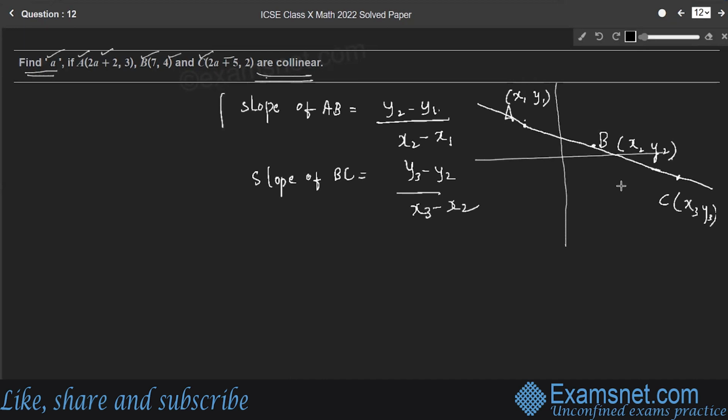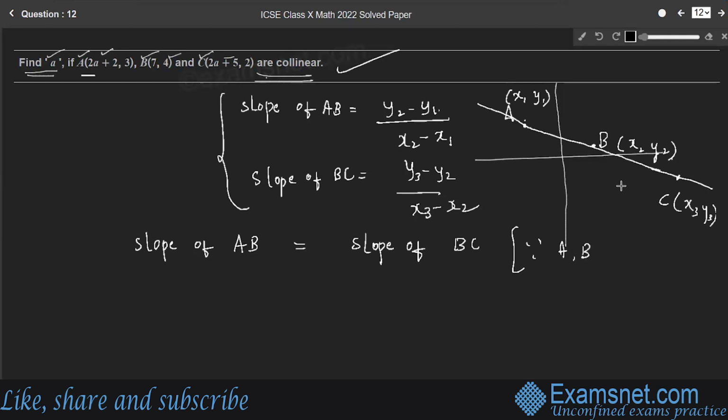So apply the same concept here to the given question. Here the coordinates are given. Therefore, we can equate the slope of AB to the slope of BC, because A, B, C are collinear. Right? So what is the slope of AB?